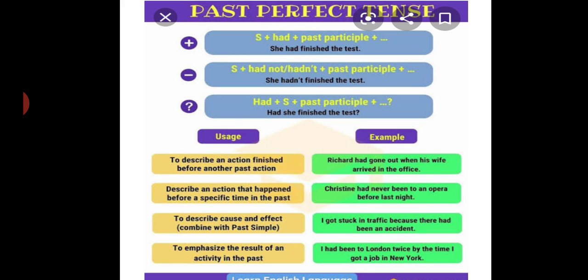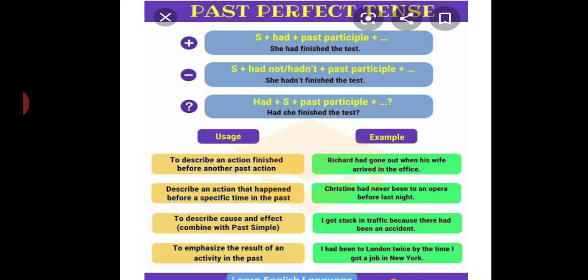Okay, now let's look at this. How do we form past perfect tense? If you are making a positive sentence, this is the way you put it. Your subject plus had plus past participle. She had finished the test before she came down. The negative sentence, had not or hadn't plus the past participle. Remember, negative did not happen, cannot happen. Do you understand that?